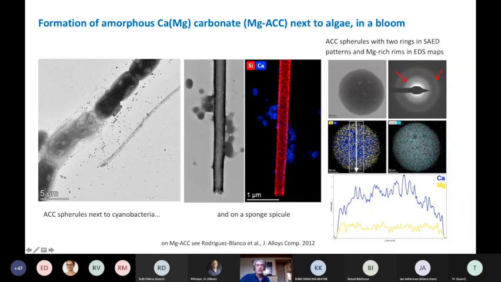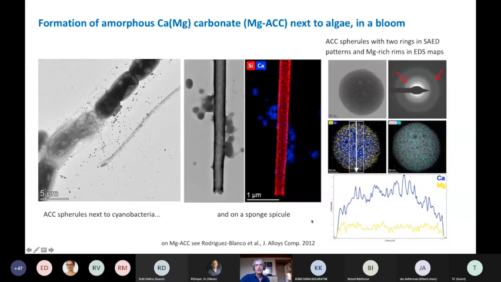Here again, this is made of silica. And next to this silica, which is probably a spicule of a sponge, you can again see the amorphous calcium carbonate particles. And these are, as I said, amorphous, but they typically produce these two rings in the electron diffraction pattern, so it's easy to identify them. And it's interesting that their composition is not homogeneous, because they have a magnesium-rich rim and also contain some sulfur.